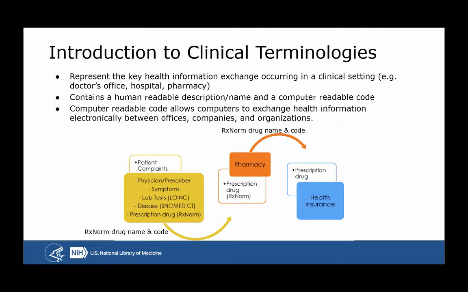LOINC is kind of the laboratory side of that, and this provides a set of identifiers, names and codes for identifying health measurements, observations, and documents. So in a lot of ways, you can think about this as a question and an answer. And so this LOINC code contains all of that information, so the name and the answer, whether that be a list of answers or like a measurement of some kind.